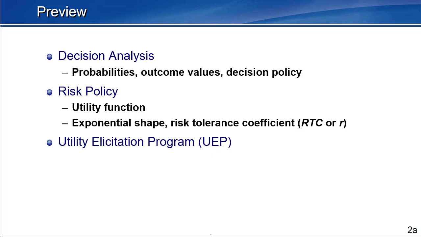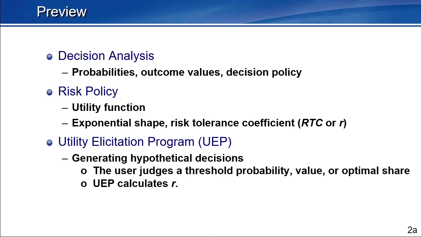The Utility Elicitation Program, UEP, is a tool to help a decision maker determine the risk tolerance coefficient. It works by presenting the decision maker with a variety of hypothetical investment decisions in various forms. Depending upon the question type, the user judges either a threshold probability, the value of a risky project or asset, or the optimal ownership share of a large project.